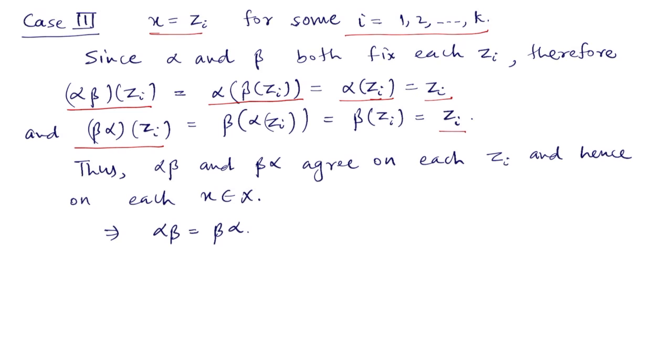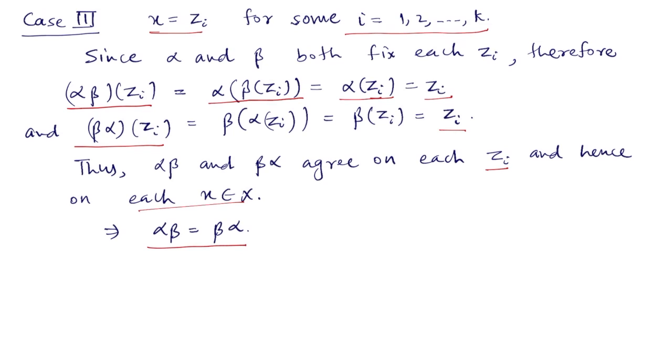So alpha beta and beta alpha agree on each Zi and hence on each x in X. So they agree on each symbol. So this implies that alpha beta is the same as beta alpha. This proves that disjoint cycles commute with each other.